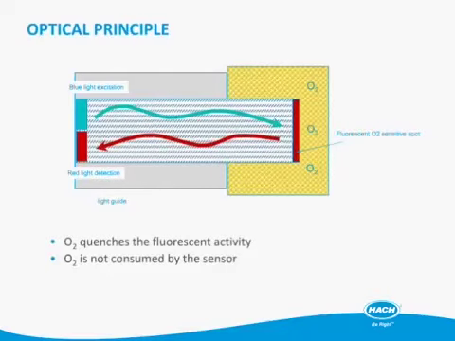When we talk about optical sensors, we're talking about an optical principle where O2 quenches the fluorescent activity of a polymer matrix. The oxygen permeates into the polymer. We hit that polymer with a blue light that excites the fluorescent material, and we get a red response back to the sensor. So essentially we're flashing light into the fluorescent material to make it fluoresce. The O2 quenches that fluorescence, and we measure the response back on a detector.